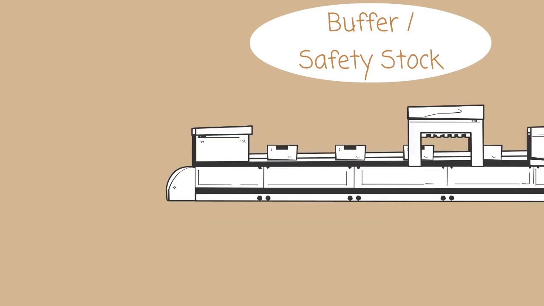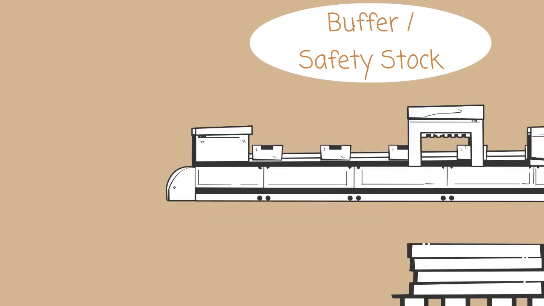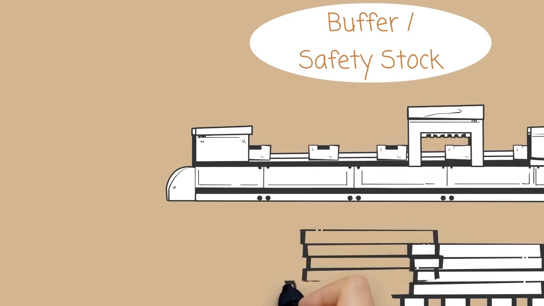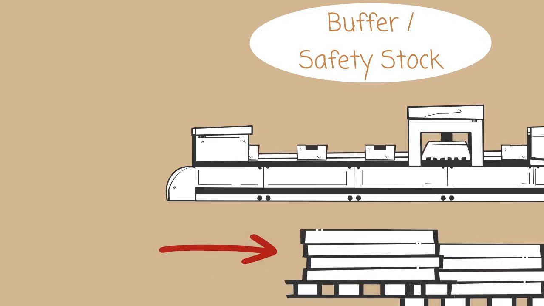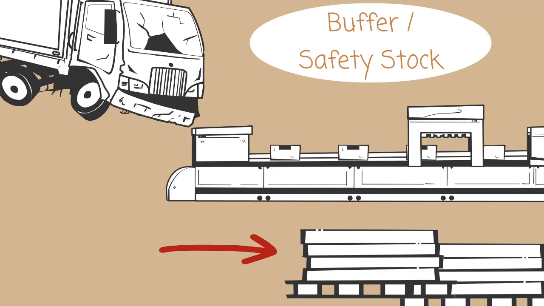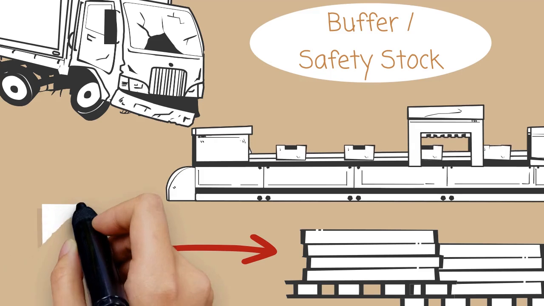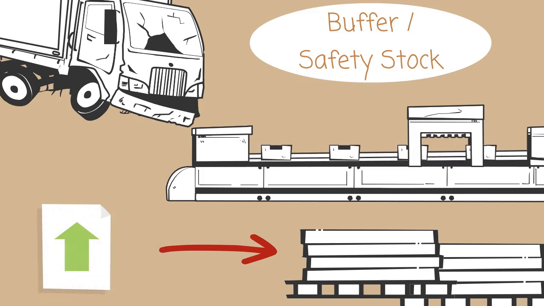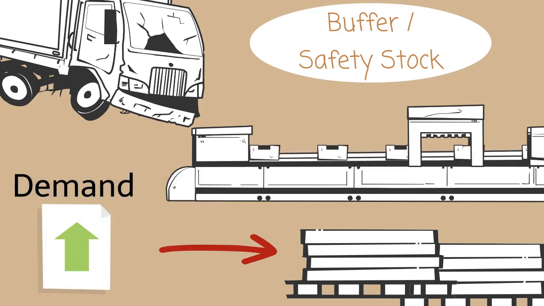Buffer or safety stock is inventory that a business will hold to protect against uncertainty of supply and demand. This uncertainty in supply could come about because of a breakdown in a vehicle, or a strike at the port, or any other unpredictable event. Such an event could, for example, be the grounding of a freighter ship. Safety stock is also in place to buffer against unexpected spikes in demand.